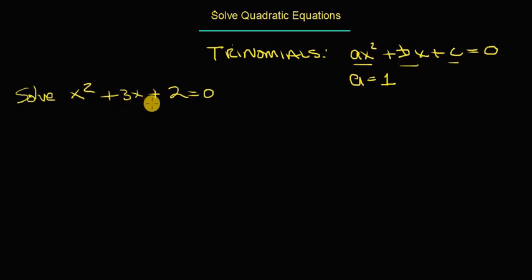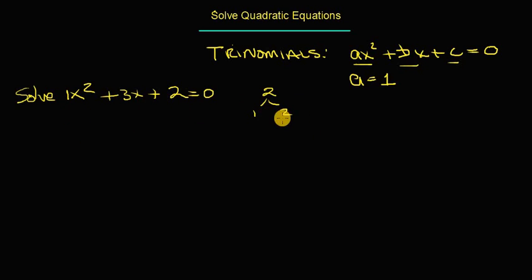Okay, so solve x squared plus 3x plus 2 is equal to 0. And remember, the coefficient of the x squared is just a 1. So we look at the 2 and we work out what are the factors of 2 that multiply to give me 2 and add up to give me 3. Well, it's pretty easy in this case, it's 1 and 2.